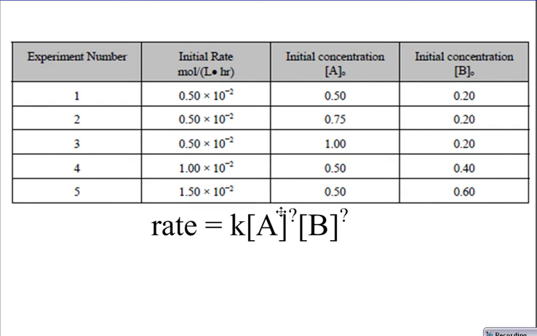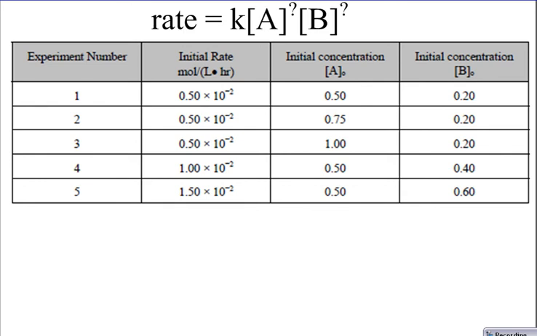So we're not done. We need to determine what order the rate is with regards to A, and what order the rate is with regards to B. There are two ways you can do this. The first way is to do what's called some table logic, just do some deductive reasoning, and the other is to do it mathematically. Personally, I'm a fan of the table logic because it works a lot quicker, a lot faster.